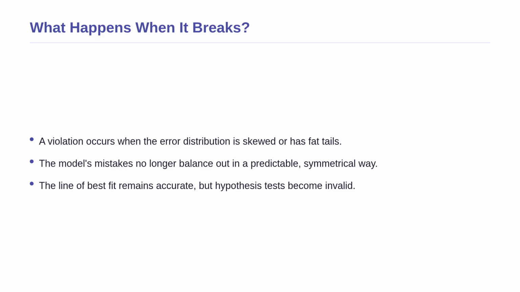A violation of the normality assumption occurs when the true distribution of these errors is skewed to one side or has unusually fat tails, meaning there are too many extreme outliers. It simply means our model's mistakes do not balance out in the predictable way we expect them to. The interesting part is that the core line of best fit might still be perfectly accurate. However, the probability distributions we rely on for hypothesis testing and calculating confidence intervals become completely invalid. We lose our ability to trust the statistical significance of our results.